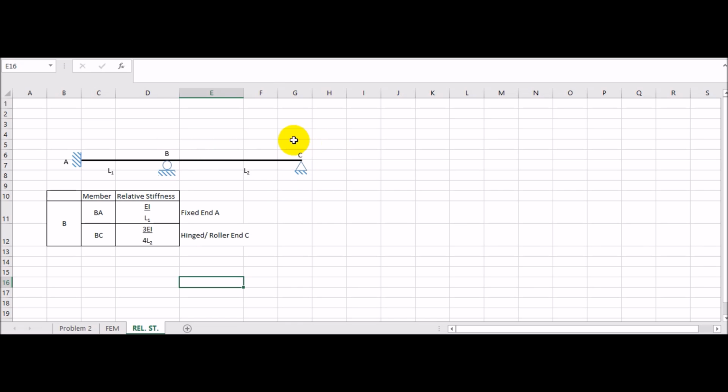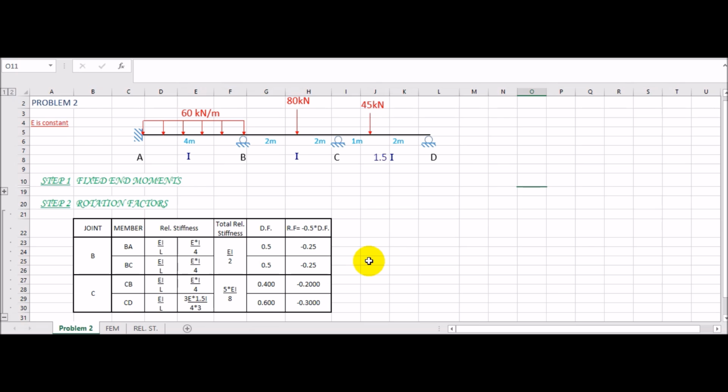So if my far end is hinged or it is a roller, that is basically my far end is a pin jointed support, then my relative stiffness is 3 by 4 EI by L2. So when my far off end is a fixed support, my relative stiffness is EI by L1. If my far off end is a pin jointed support, my relative stiffness is 3 EI by 4 L2. Yeah, L is the length of the member.